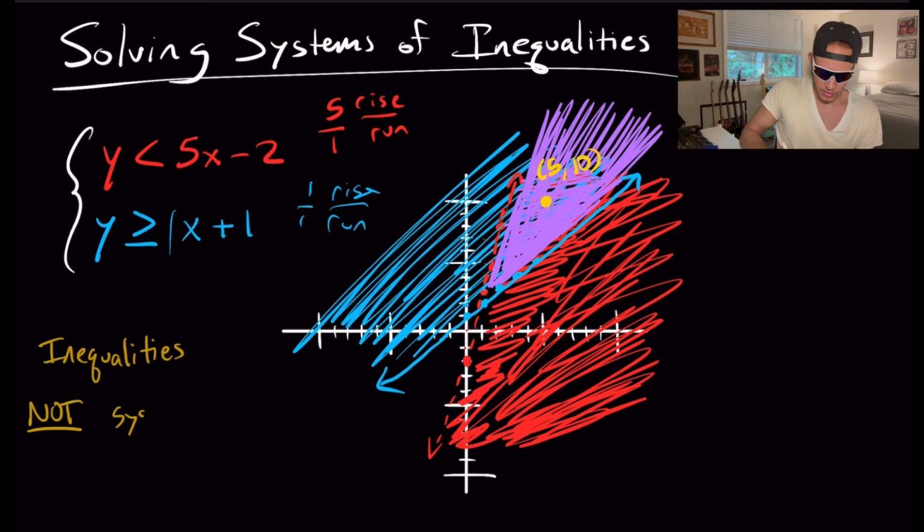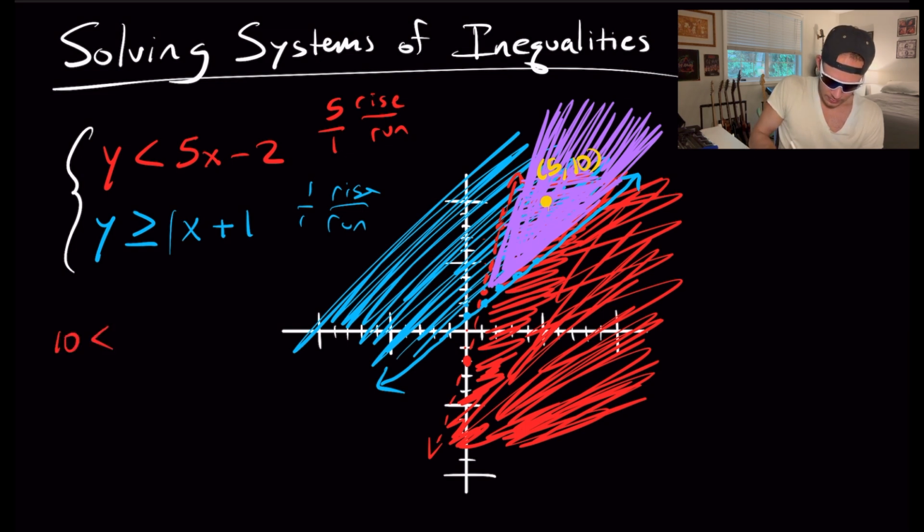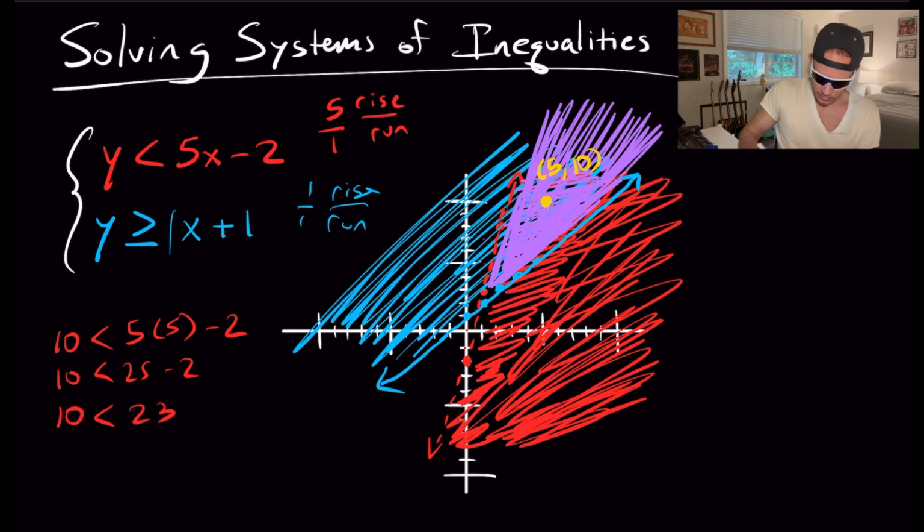So let's check, right? We're going to take this top equation, and instead of y, I'm going to put 10 is less than 5 times x. Instead of x, let's throw a 5 in there and then the -2. So 10 is less than 5 times 5 is 25 and then -2. That's going to be 23. 10 is less than 23. That is a true statement, so looking good so far.